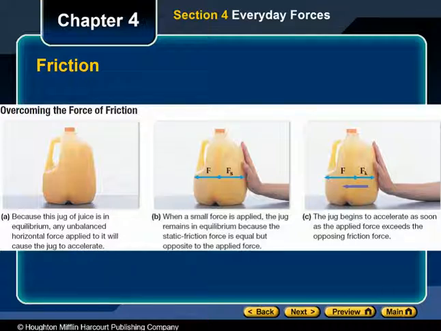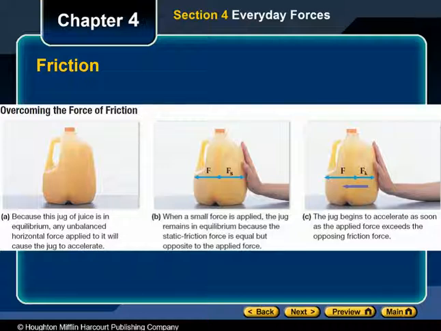But experience tells us that the jug will not move at all if we apply a very small horizontal force. Even when we apply a large enough force to move the jug, it will stop moving almost as soon as we remove this applied force. Friction opposes the applied force.